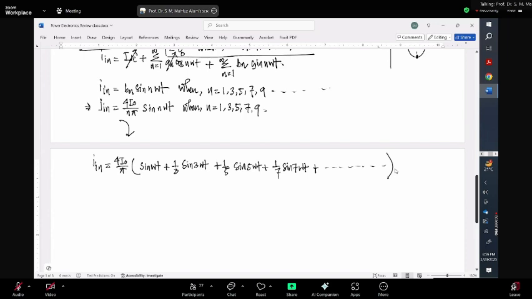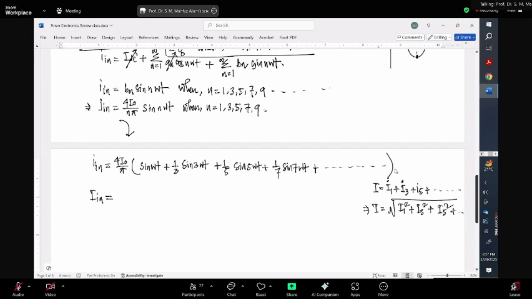Any question regarding this? So what should be my RMS value then? If you have a current I that has so many components, that is the fundamental component, then the third harmonics component, then the fifth harmonics component, and so on, then the RMS value of this current would be the square root of the RMS value of the fundamental component squared, plus the RMS value of the third harmonics component squared, plus the RMS value of the fifth harmonics component squared, and so on and so forth.